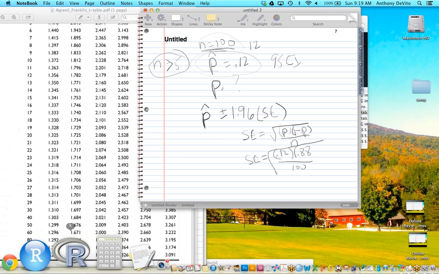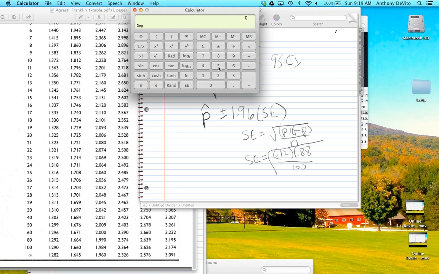Let me do it real quick. Let's go ahead and solve this. 0.12 times 0.88, divided by 100. It's going to move the decimal place over, and we're going to find the square root of that, which is equal to 0.032. I'll round that for my purposes to 0.03.